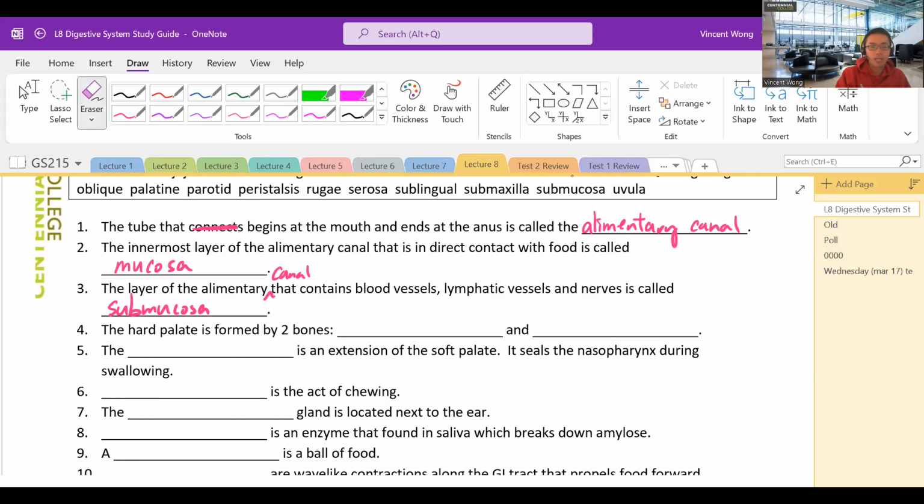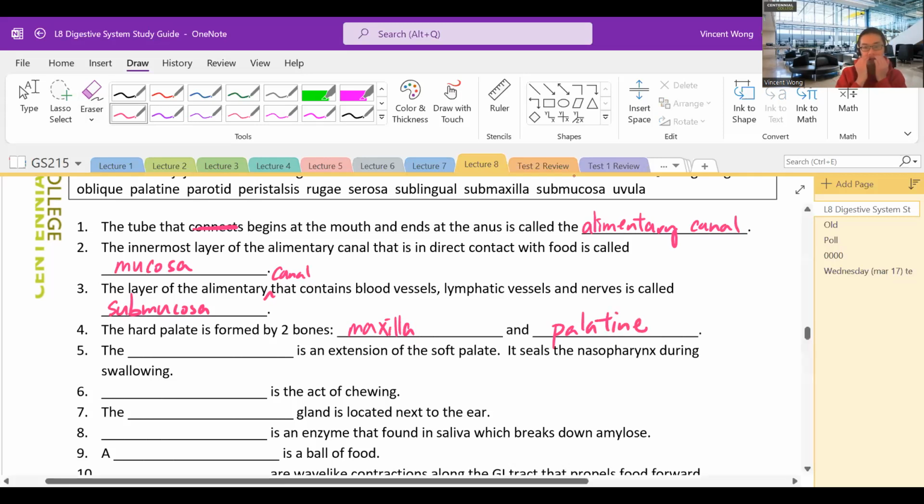If you push up with your tongue in your mouth, you will feel the hard palate. Okay, so that hard palate is formed by two bones, the maxilla at the front and the palatine at the back. The maxilla actually also form the upper part of your mouth, right? That's where your upper row of teeth are inserted into. The uvula is an extension of the soft palate, which prevents the food from going up to your nose when you swallow.